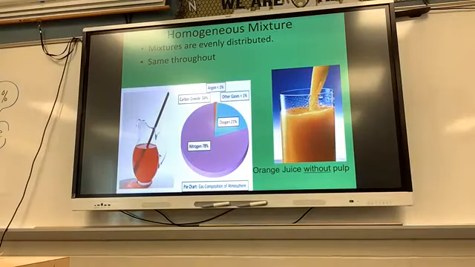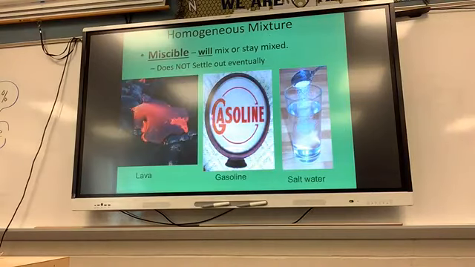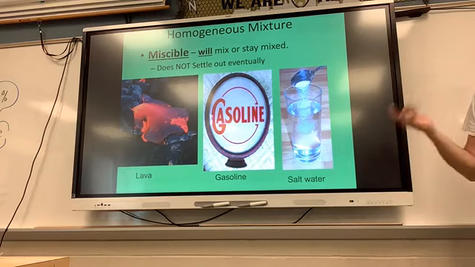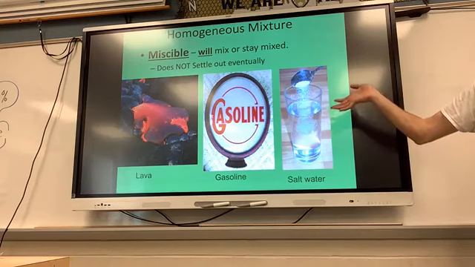One special type of homogeneous mixture is miscible. Miscible is the opposite of immiscible, and these are things that stay mixed. It is good that gasoline stays mixed. These don't settle out. Salt water, it stays mixed.